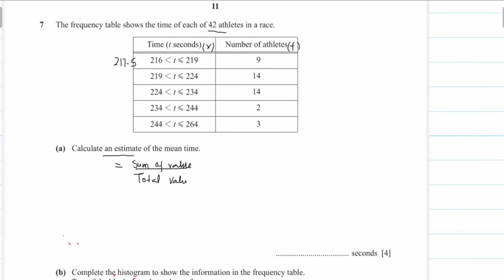We can calculate it by adding the lower limit and upper limit and then dividing by 2, we get 217.5. The next value we can calculate the same way, we take the middle of 219 plus 225 divided by 2. This value will be equal to 221.5. And the third value, 224 plus 234 divided by 2, this will be equal to 229.